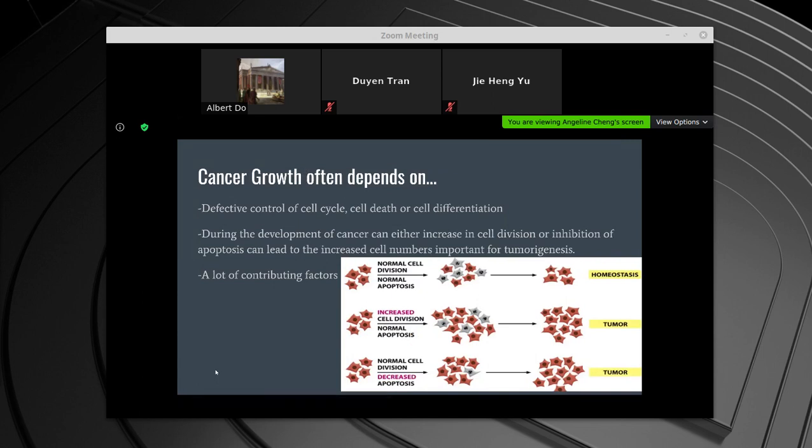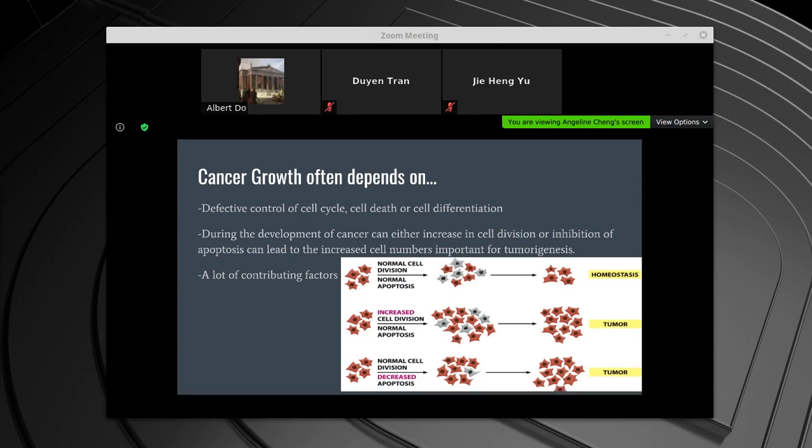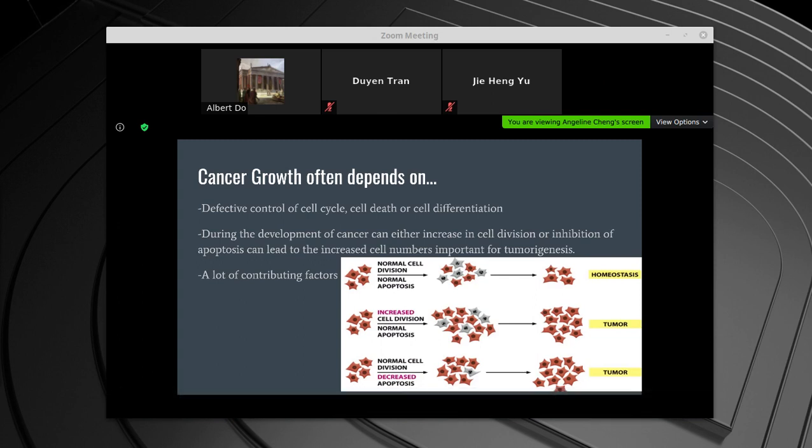Cancer growth often depends on defective control of cell cycle, cell death, or cell differentiation. During the development of cancer, either an increase in cell division or inhibition of apoptosis can lead to increased cell numbers, important for tumorigenesis. They inhibit apoptosis by changing the function of anti-apoptotic proteins through post-translational modifications such as phosphorylation.